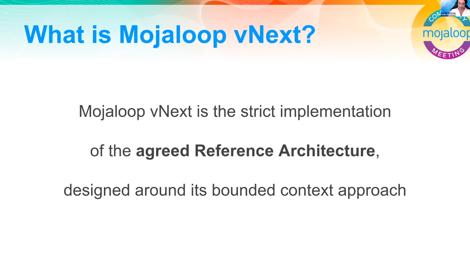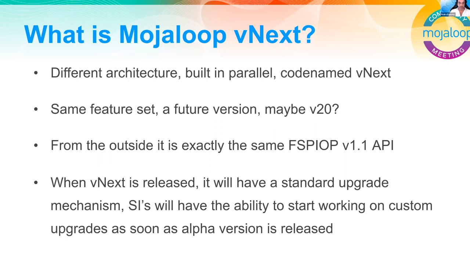What it means is that from the outside, it's exactly the same thing. It's a different architecture. It has been built in parallel. As you know, the name we got for it is vNext, not probably the best name, but that's the name that stuck. It's exactly the same feature set. Whenever we release this as an official version, it will probably be V20, or we don't know the number for that.